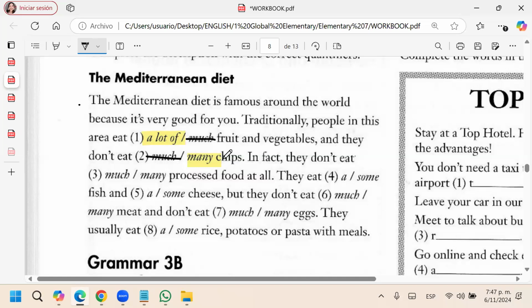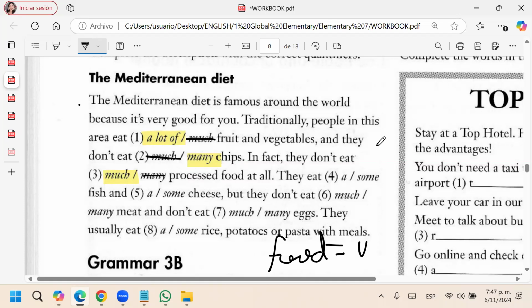They don't eat much processed food. Why much? Because processed food is uncountable. Because food is uncountable. Yes, the word food is uncountable.